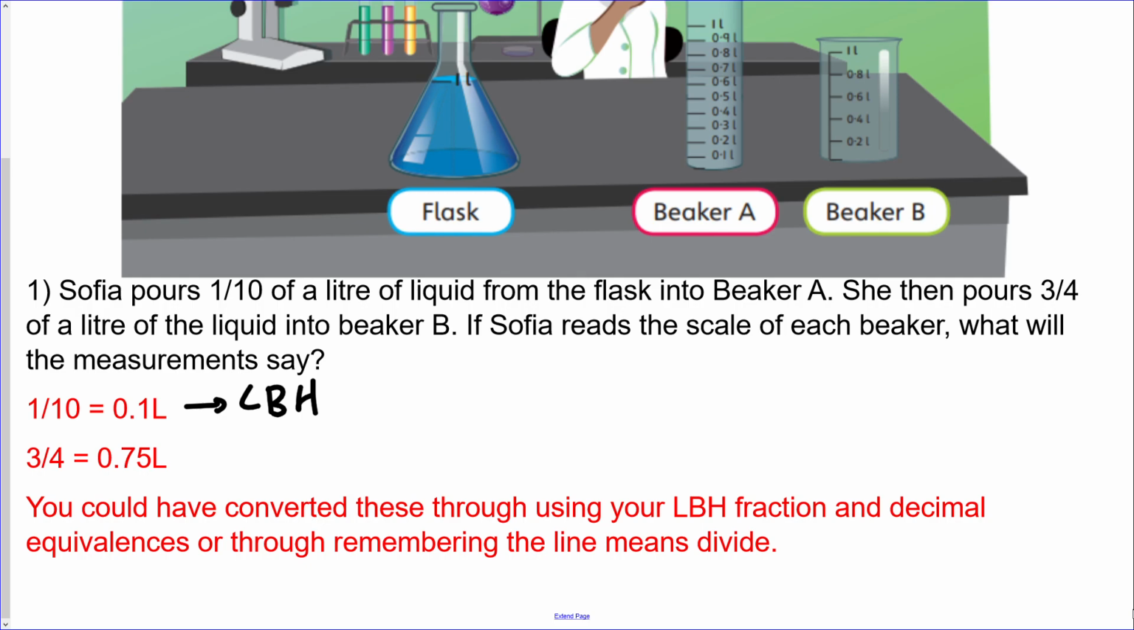On the next one, for 3/4, we should have known that 1/4 is equal to 0.25. So to get to 3/4, we would have to times 1/4 by 3, which means then we have to times 0.25 by 3 to get to 0.75. So they should have been your answers, okay? 0.1 litres and 0.75 litres.